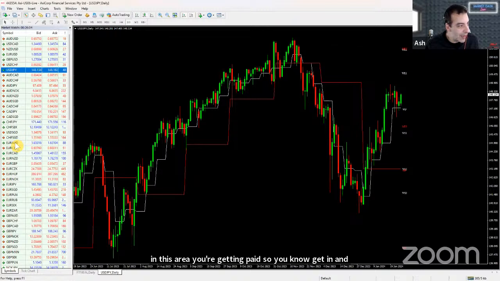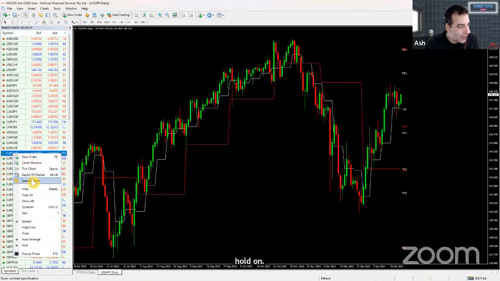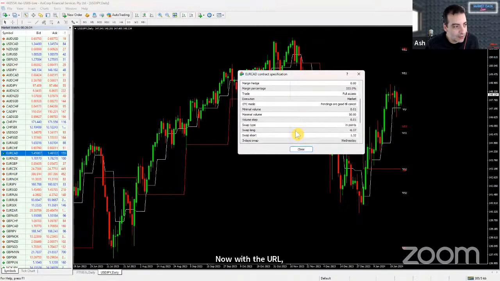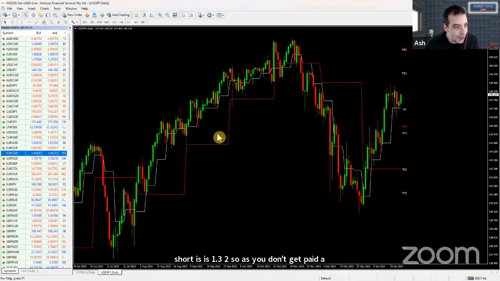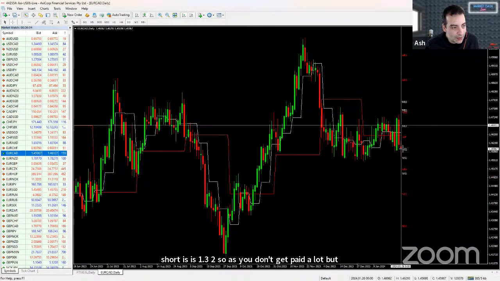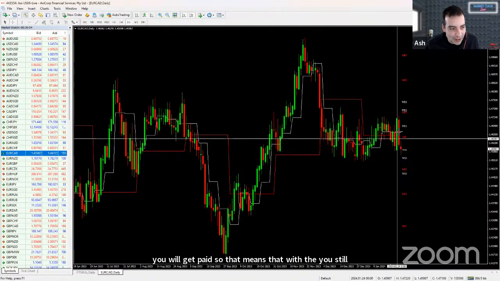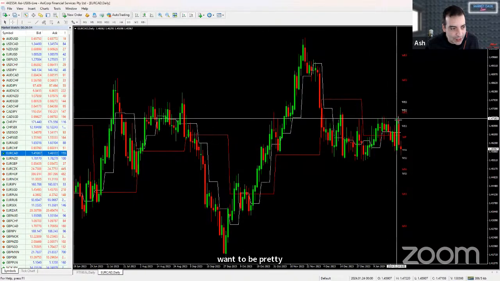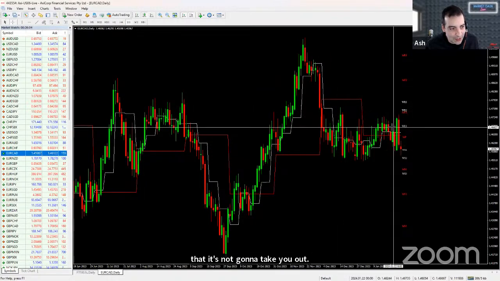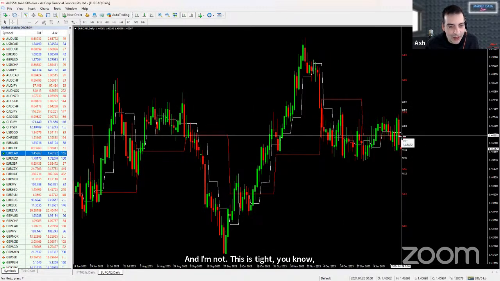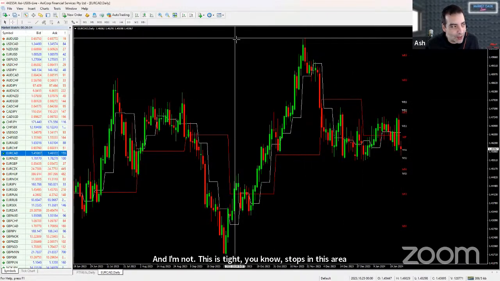Now, with the Euro CAD, their interest rate is a lot tighter. So the long swap is negative, but the swap short is 1.32. So you don't get paid a lot, but you will get paid. That means that with a Euro CAD, you still want to be sure that it's not going to take you out. And this is tight. Stops in this area, you're going to need to trade this in a regular way. You can't put stops all the way up there.